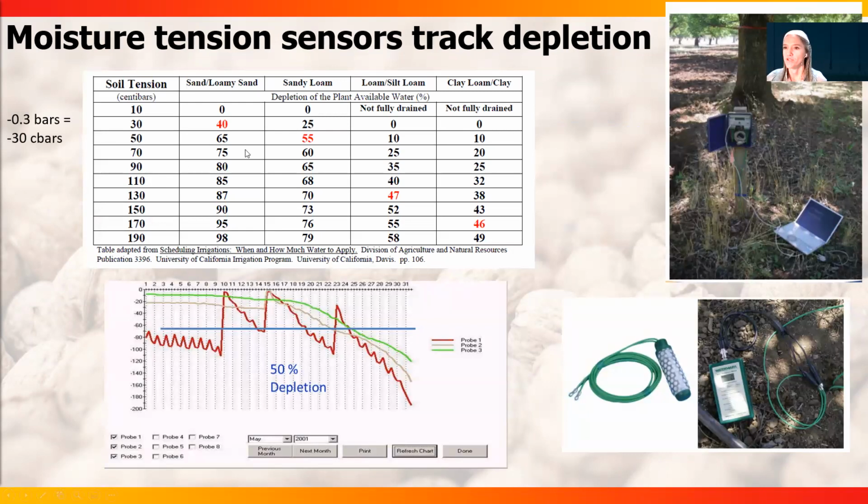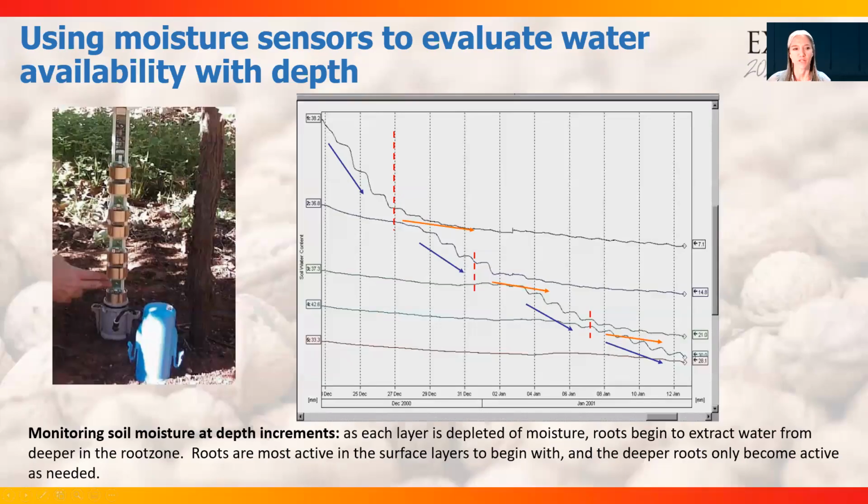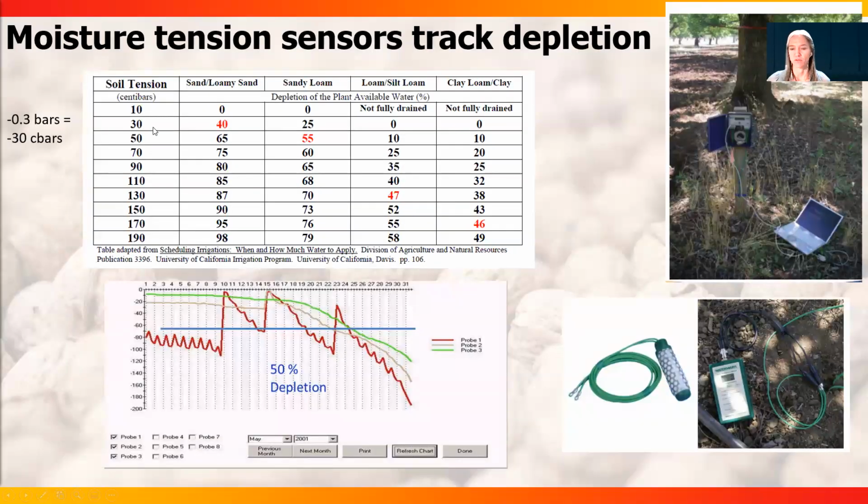There are different soil moisture sensors available. This example shows sensors that use soil tension, reported in centibars. If you're more familiar with readings in terms of bars, 0.3 bars is equivalent to about minus 30 centibars. In the table here, we have different levels of soil tension that vary with different textures of soil. Here, when we have a depletion of plant available water greater than 40%, it shows what the corresponding soil tension would be.